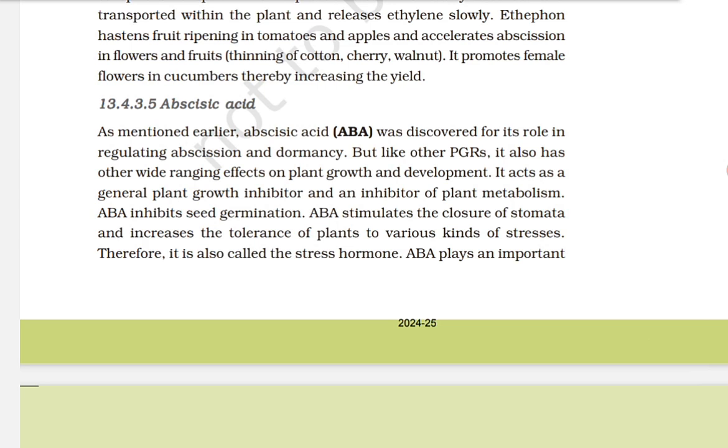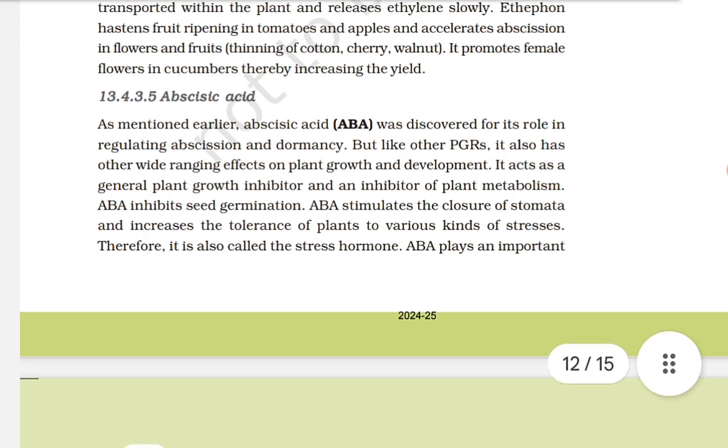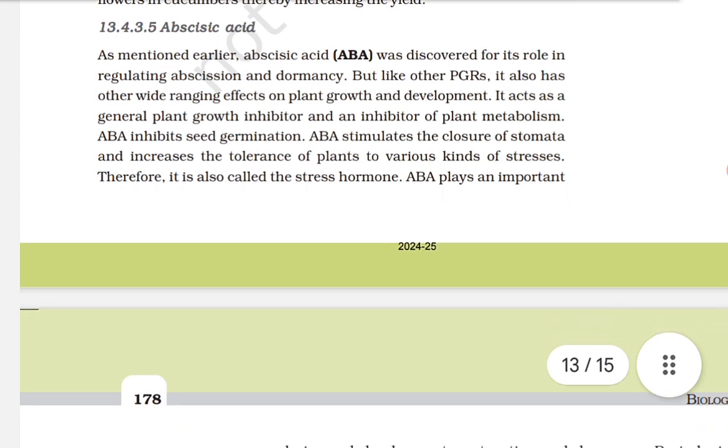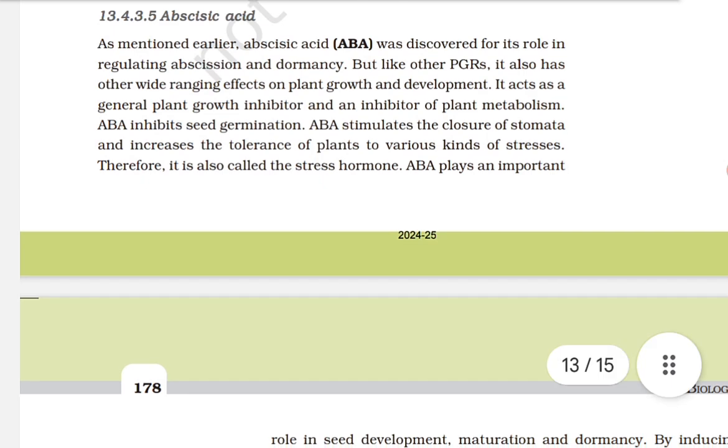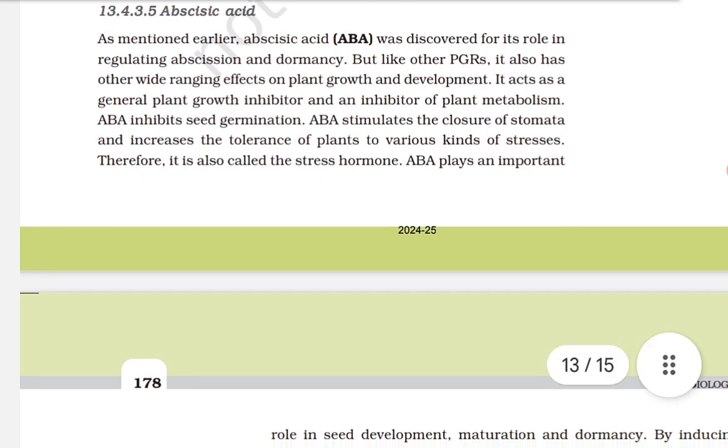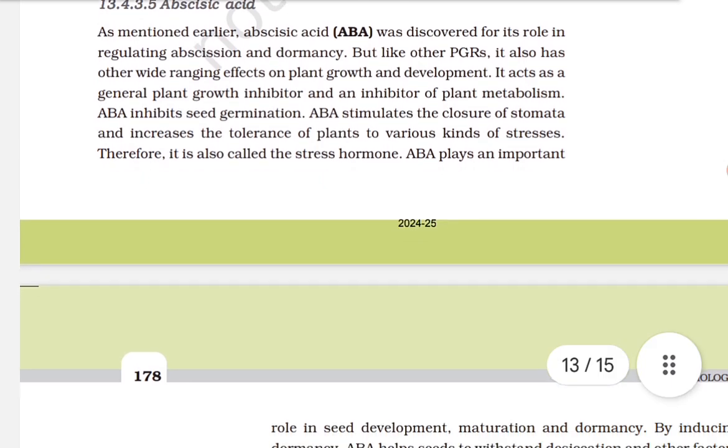Abscisic acid stimulates the closure of stomata and increases the tolerance of plants to various kinds of stresses. Therefore, it is also called the stress hormone, which is a very famous question. Abscisic acid, ABA, plays an important role in seed development, maturation and dormancy.